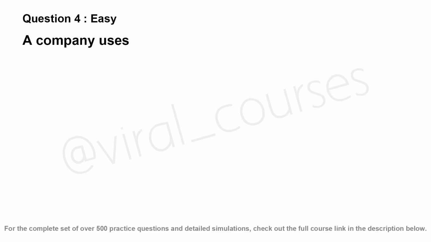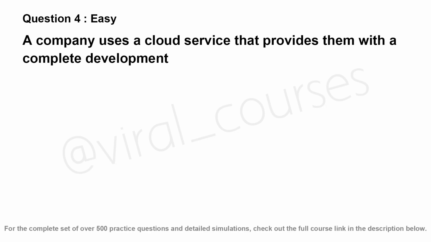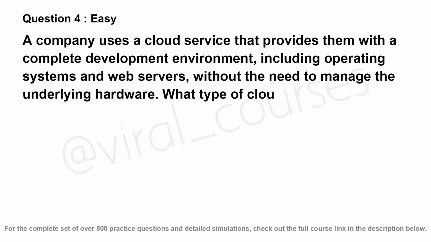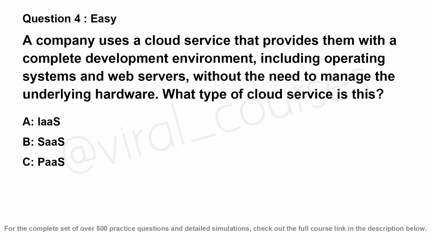A company uses a cloud service that provides them with a complete development environment, including operating systems and web servers, without the need to manage the underlying hardware. What type of cloud service is this? Option A, IaaS. Option B, SaaS. Option C, PaaS. Option D, DaaS.